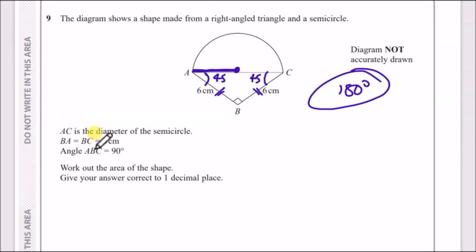And BA equals BC, we know that. Angle ABC is right angled. Work out the area of the whole shape. Alright, cool. So looks like we understand what's going on.